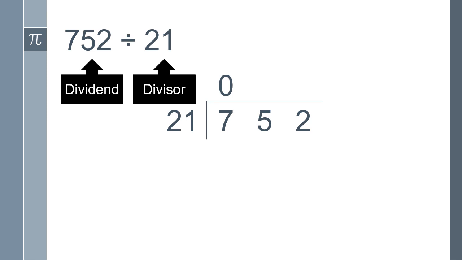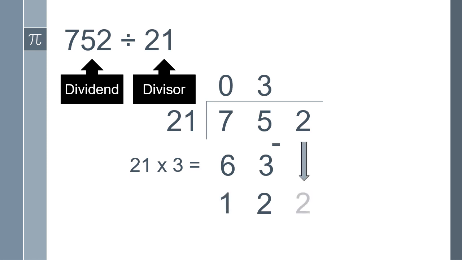Well, if I count up in 21s, I get 21, 42, 63. And if I try and add another one, I would go over 75. So there I've added 21 3 times. So 75 divided by 21 is 3. Again, I multiply that answer by my divisor. So 21 times 3 is 63. And I do my subtraction sum, 75 minus 63. And that gives me an answer of 12.